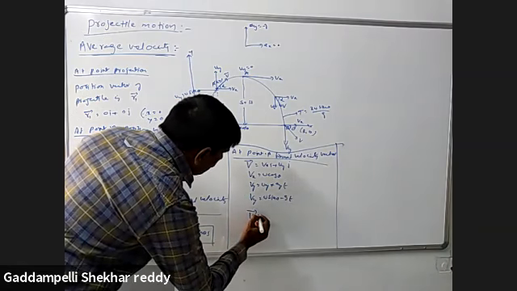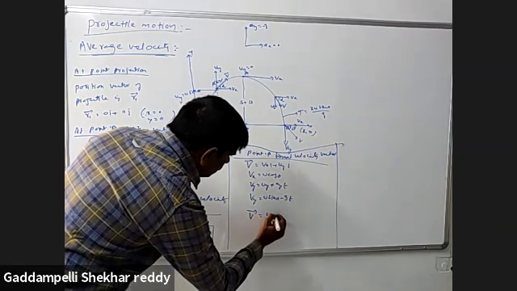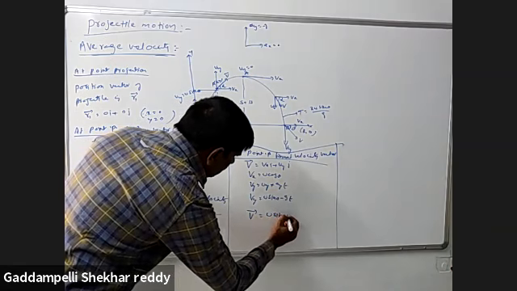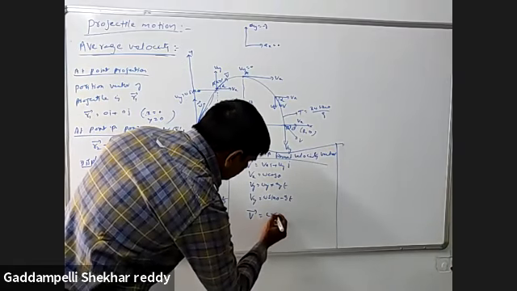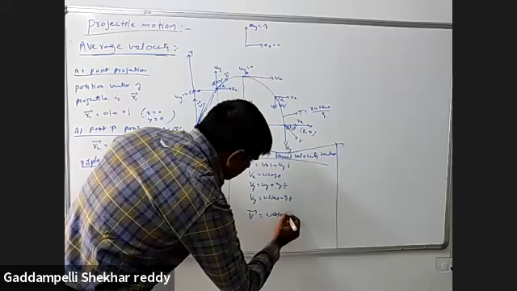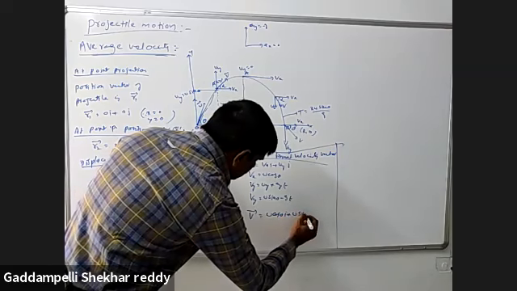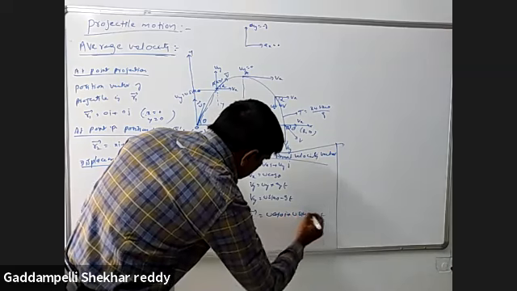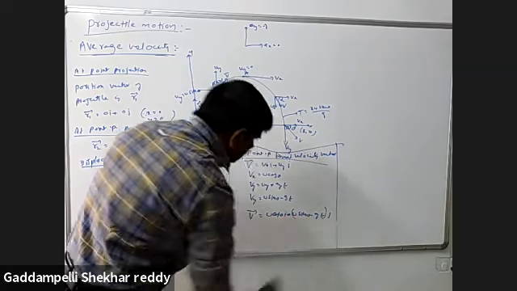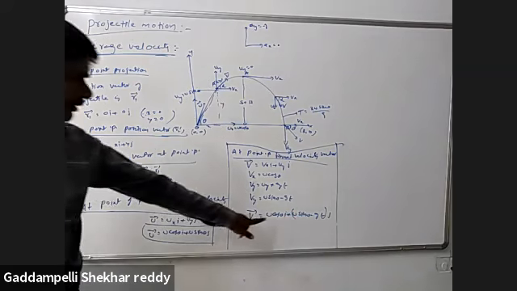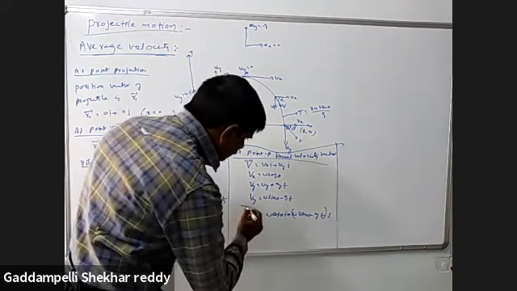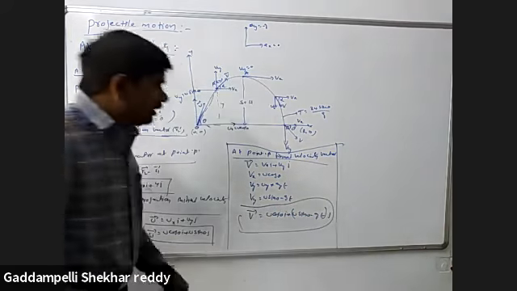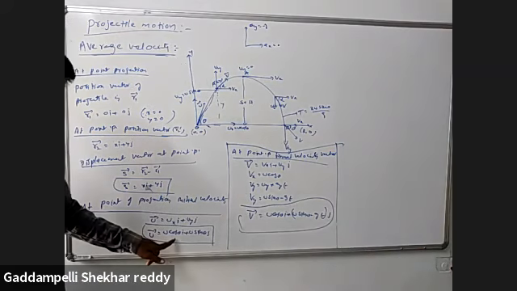V bar is equal to u cos theta i plus u sin theta minus gt j. So initial velocity vector, this one, final velocity vector at this point, V bar is equal to this one. Clear? So we are asking a point of projection velocity, initial velocity vector in the components.